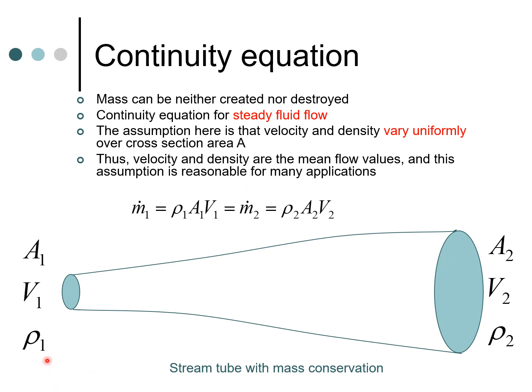So for example, here I have rho 1, V1, A1, here I have rho 2, V2 and A2. And so I can say that M1 dot, which is the mass flow rate, is equal to M2 dot. And so these are equal to rho A V and rho A V, V being the velocity. So essentially, whatever is the mass flow rate here is the mass flow rate here, and this equation is known as the continuity equation.